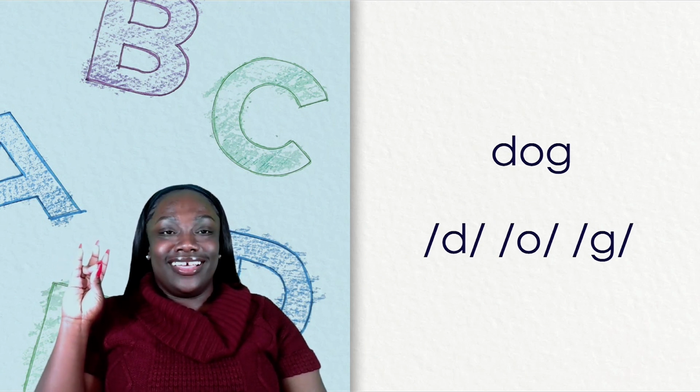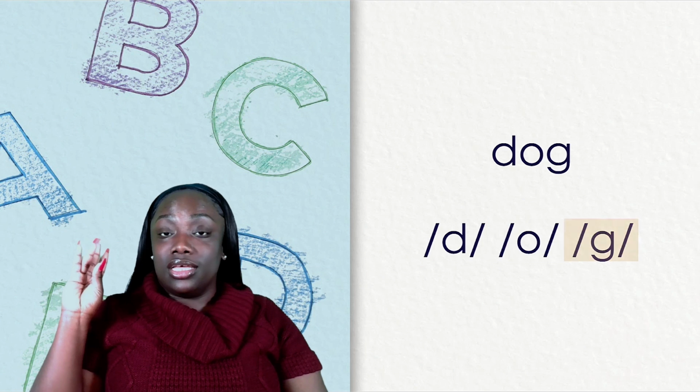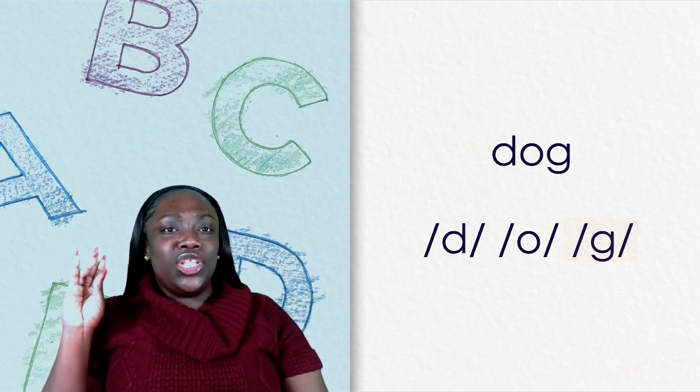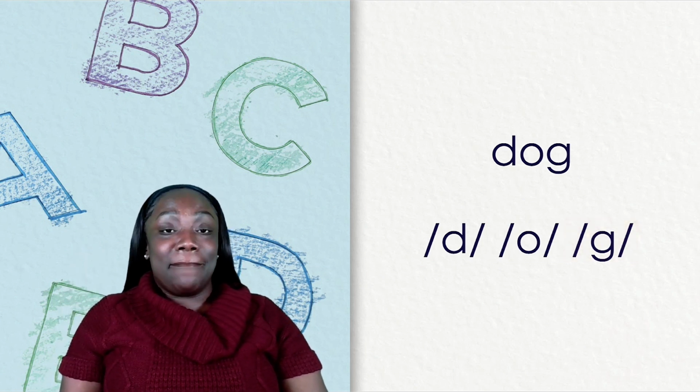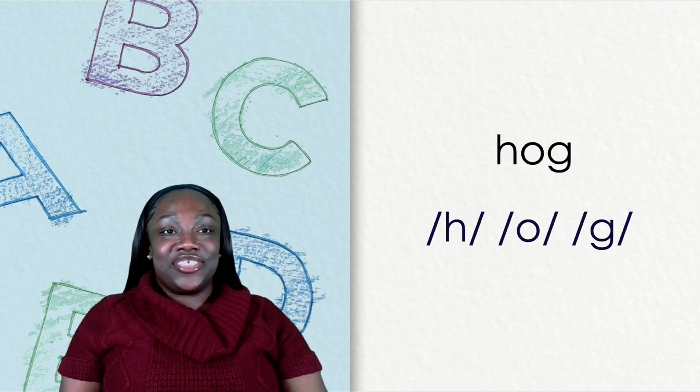D-O-G. Now you try with me. D, o, g. What do these three sounds make when blended together? Dog. Here's another word. Only one letter has changed.